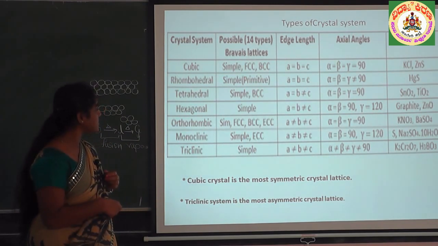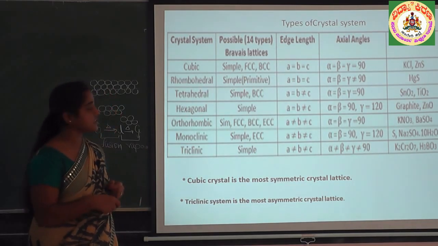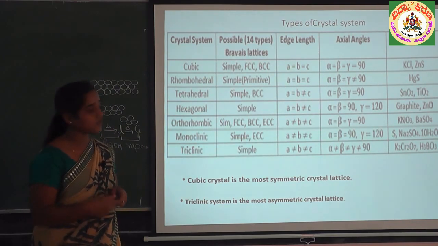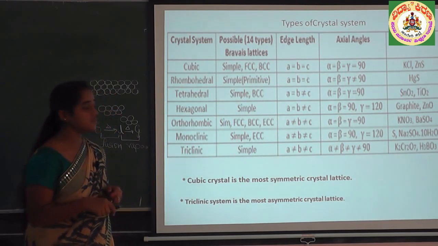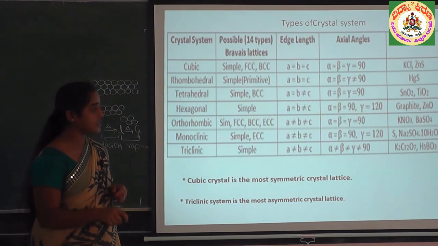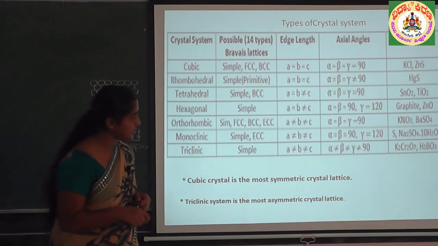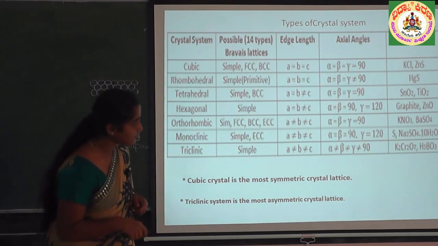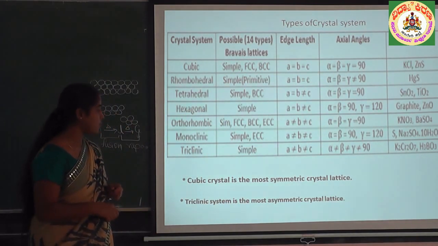Like this, if we see triclinic, A is not equal to B is not equal to C. This means all the bond lengths are not equal to one another. Okay, all are different. And alpha is not equal to beta is not equal to gamma is not equal to 90 degrees. Alpha is not equal to 90 degrees, beta is not equal to 90 degrees, gamma is not equal to 90 degrees. Examples are potassium dichromate and H3BO3.